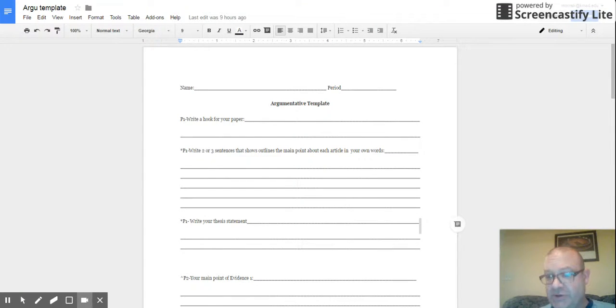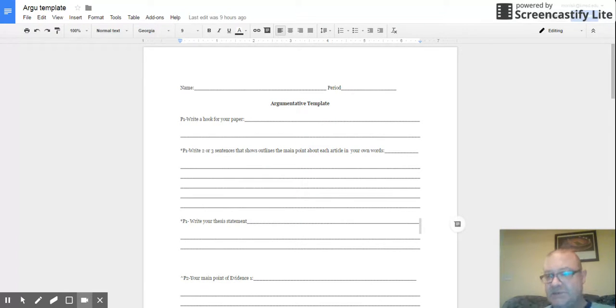So the first thing you need to do in writing an argumentative paper is, well, you have to have your thesis. And if you want to write your thesis right here, that would be great. And I'll show you what that looks like on the other paper. But the first thing that I want to talk to you guys about is a hook. And a hook is called a grabber, a way of bringing the reader in.